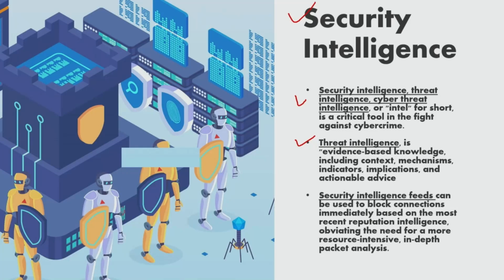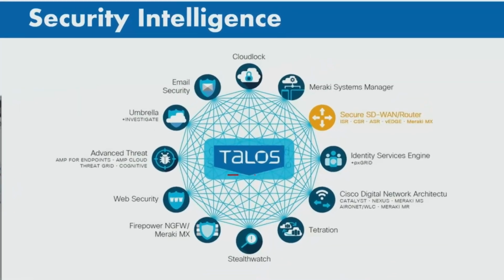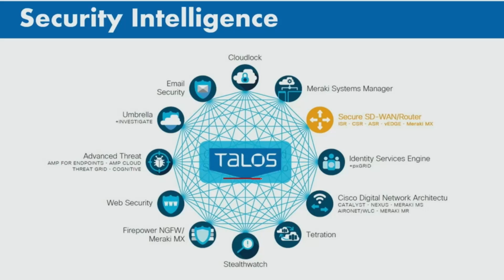So one of the first lines of defense against cyber attacks is good security intelligence. So here you can use security intelligence feeds, for example, to block connections immediately based on the most recent reputation intelligence, obviating the need for a more resource-intensive and in-depth packet analysis. The Cisco Talos Intelligence Group, for example, is a market leader in threat intelligence. The Talos Intelligence Group is made up of top threat researchers who create threat intelligence for Cisco products in order to protect customers from both known and unknown threats.